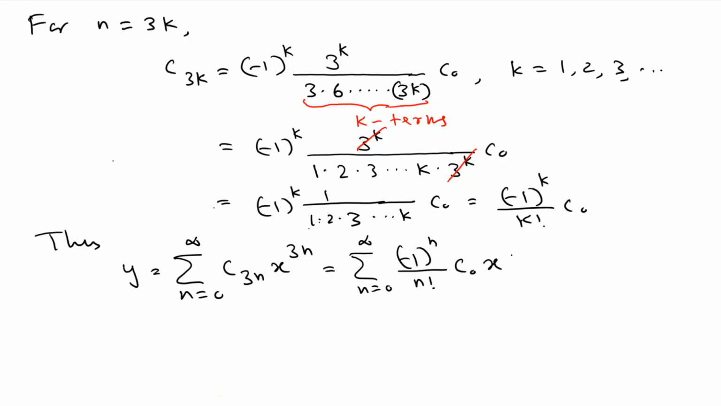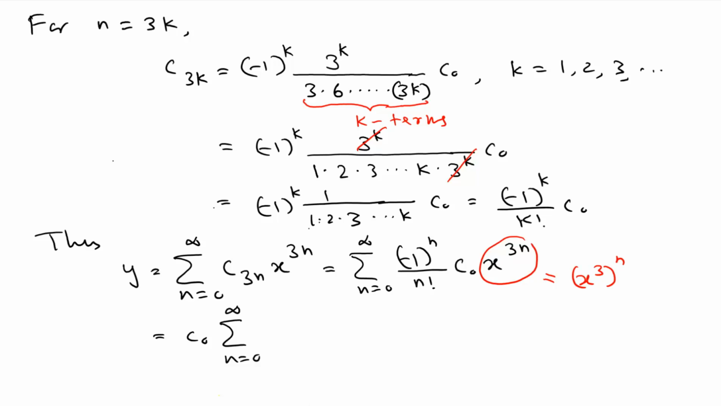Yeah, x to the 3n. So now what we can do is pull the c naught out. If you pull the c naught out, you're going to get c naught times the sum, n going from 0 to infinity. So we can do some kind of nice simplification here. We can write this one as simply x cubed to the n.